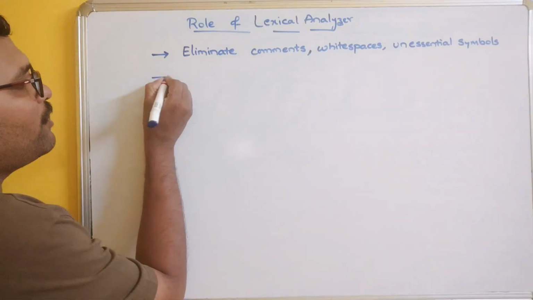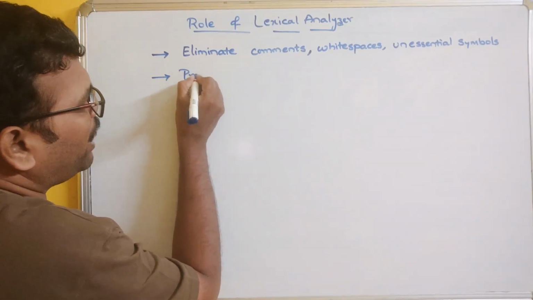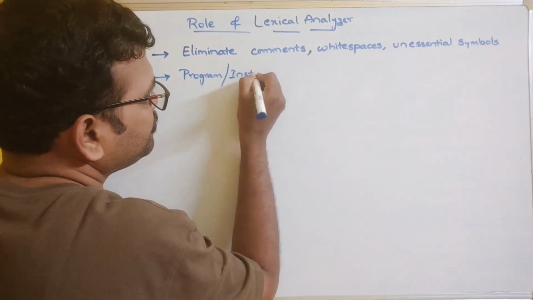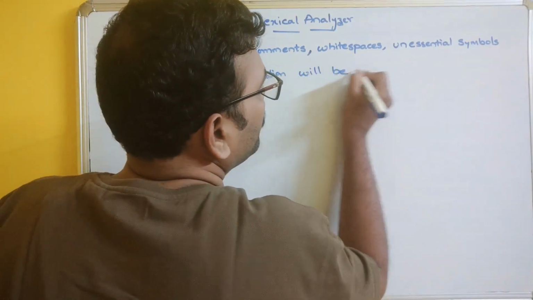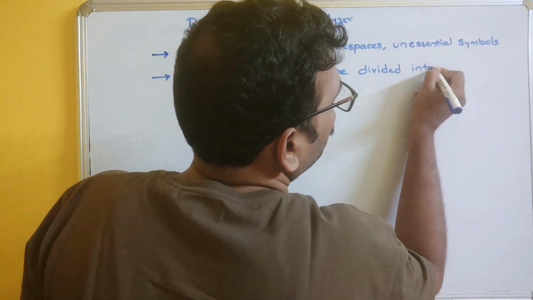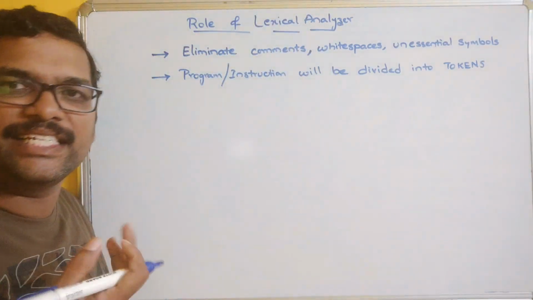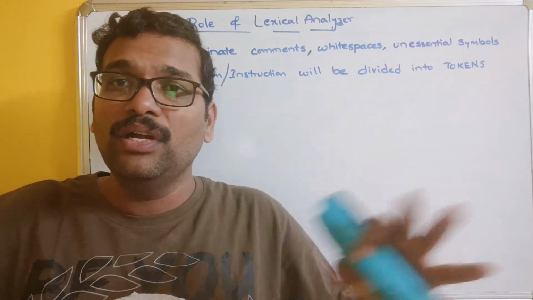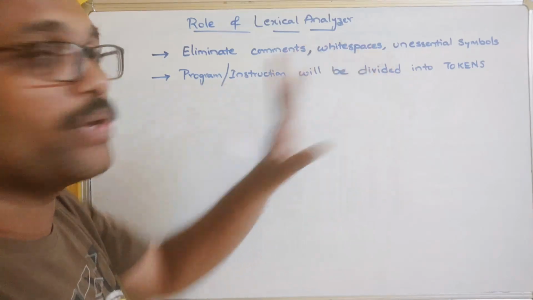And the next one, after eliminating that, the program or instruction will be divided into tokens. This we usually call tokenization. So the division of the complete instruction into different small units or small parts, which we usually call tokens.